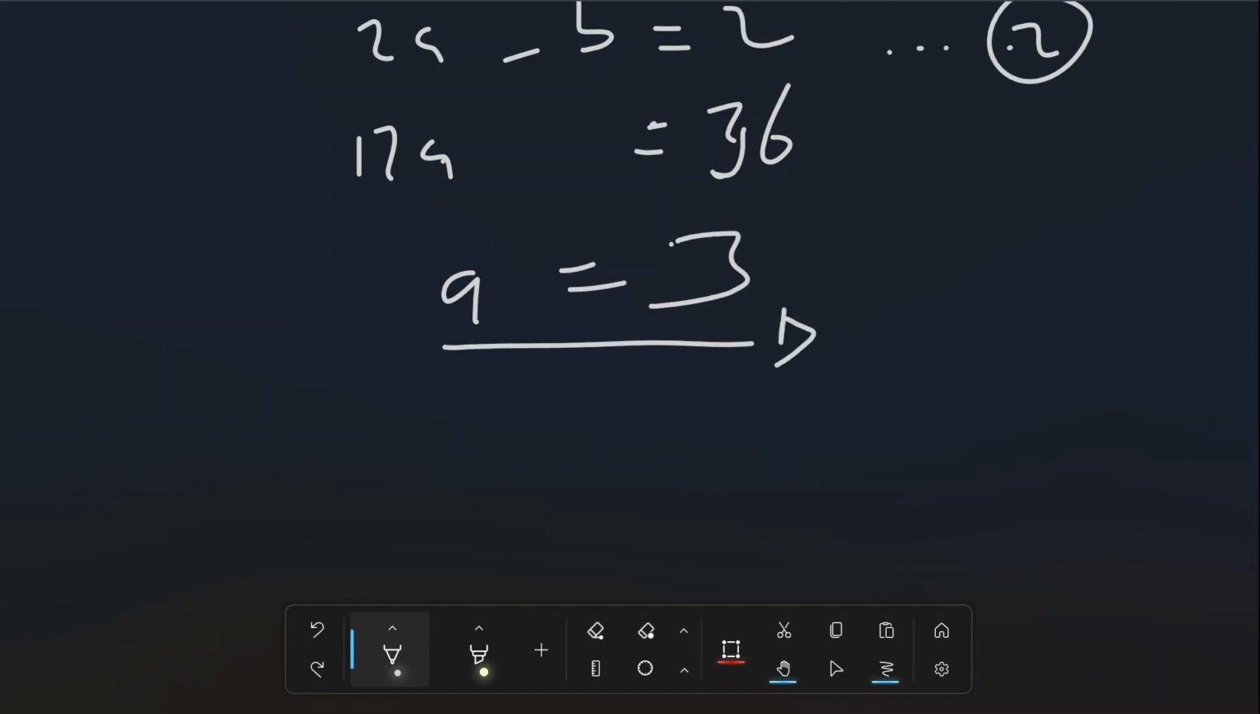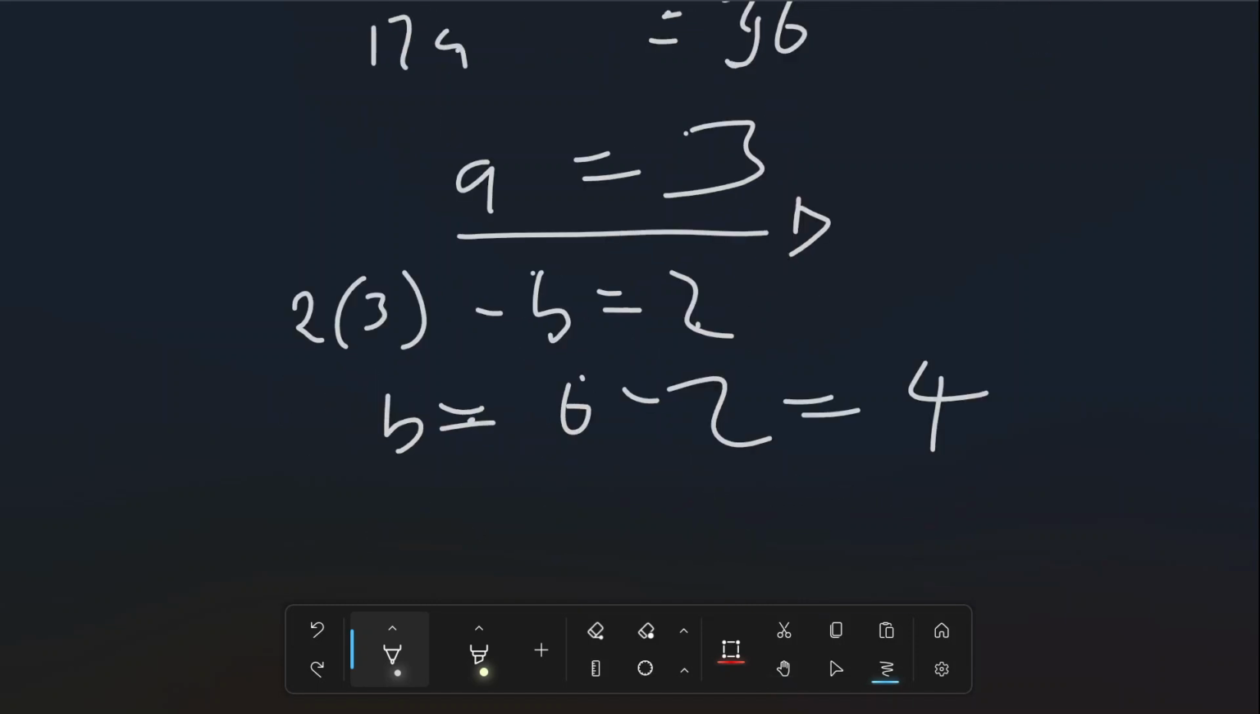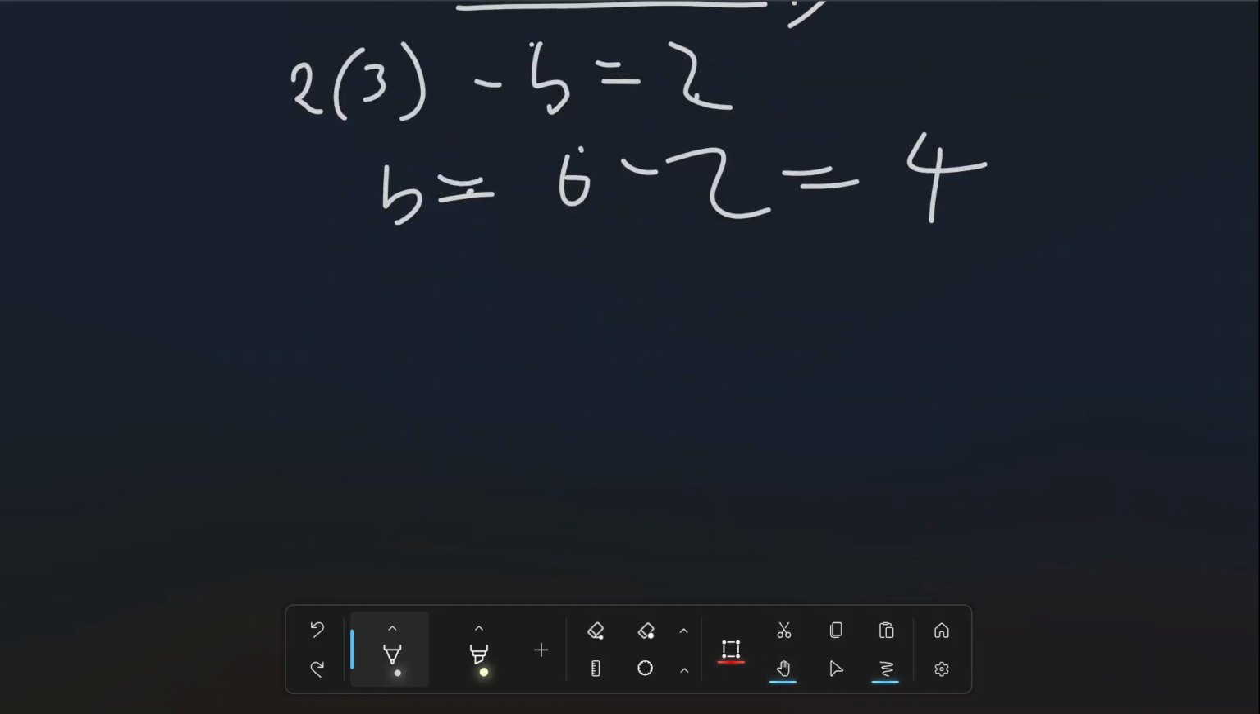Once you have your a, you substitute it back into equation 2, and you'll have 2 times 3 minus b is equal to 2. So basically b is equal to 6 minus 2, which is equal to 4. Hence, a is equal to 3 and your b is equal to 4.